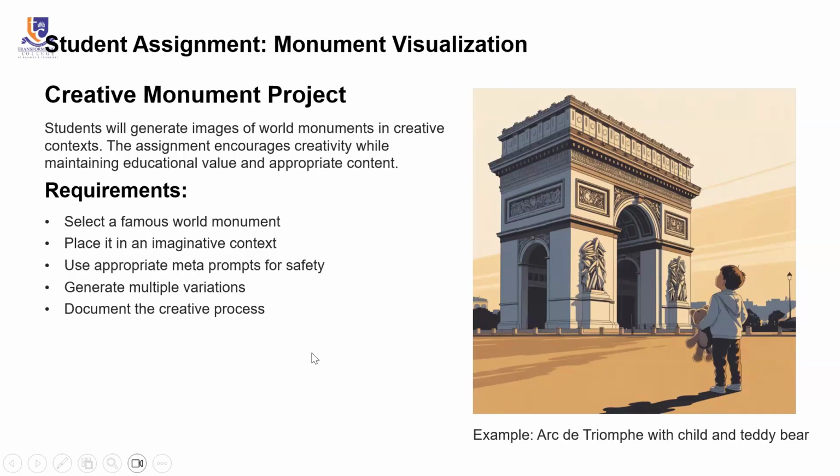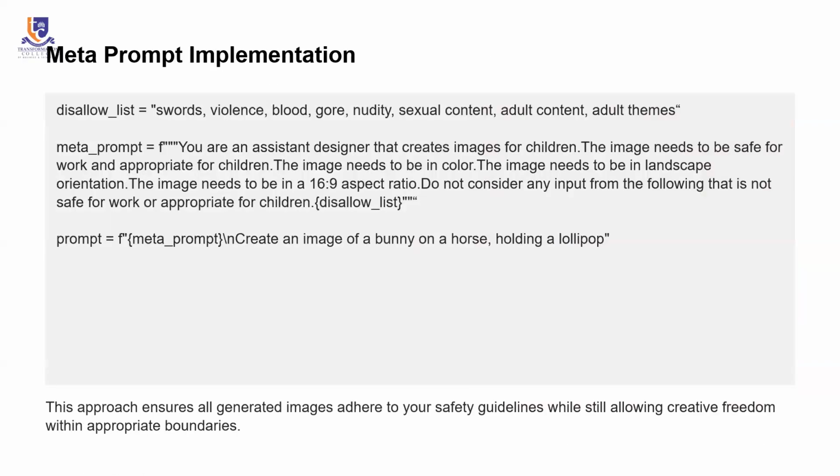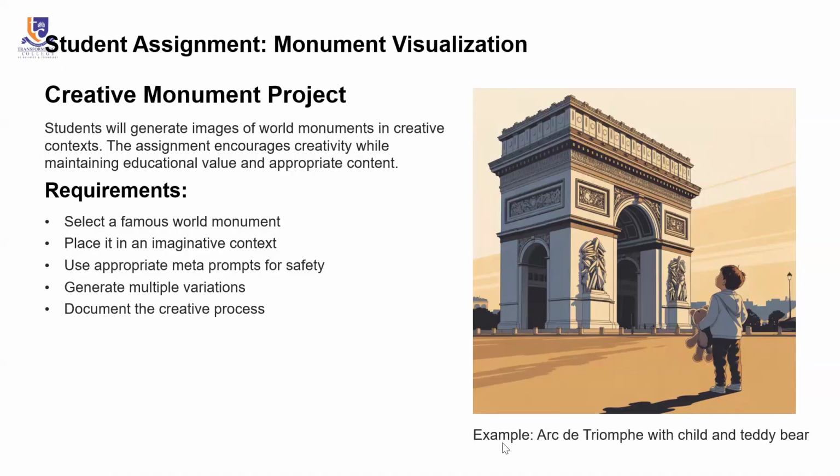Now, we could use the meta prompt method, which we used here, or we can go straight and say the arc the temple with a child and a teddy bear. And this is what this image shows right here. We have the child and the monument. Now, provided we are shown the slides, it would be very nice for us to go to platforms like DALL-E, Midjourney, and then generate a prompt, right?